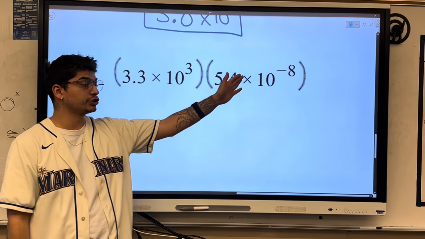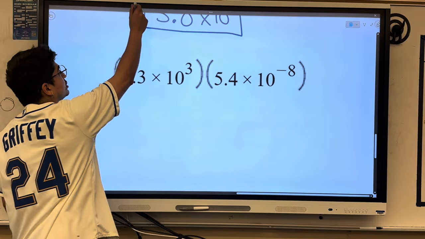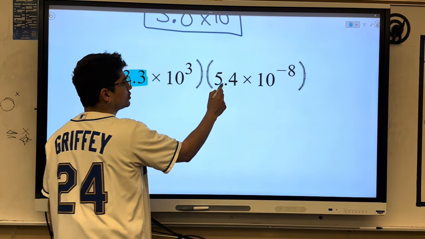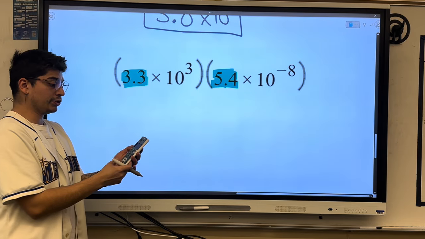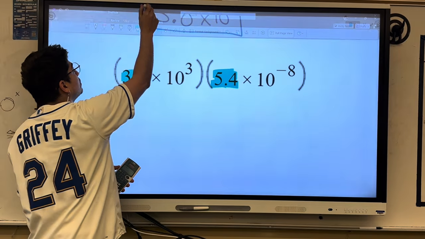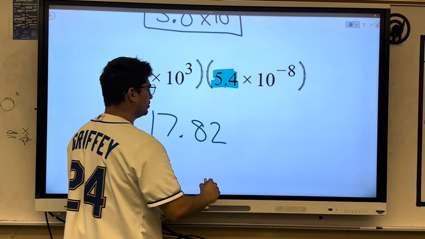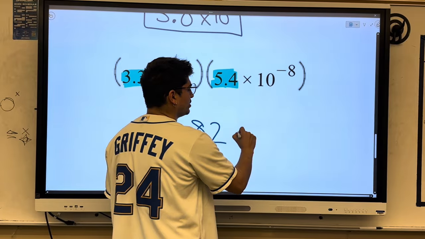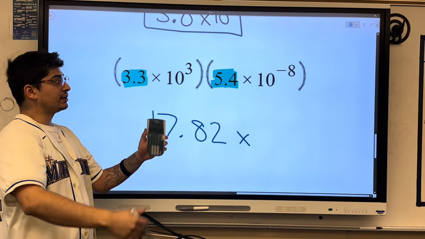Same right here, because I want to show what happens when you have a negative exponent. So from here, I'm going to remind you that we're just going to straight up multiply our regular numbers, right? I would literally just go 3.3 times 5.4, and that would give me 17.82. So I know I'm going to have to end up changing something here, but let's finish doing our exponents. My exponents, I'd be combining them, or adding them together.